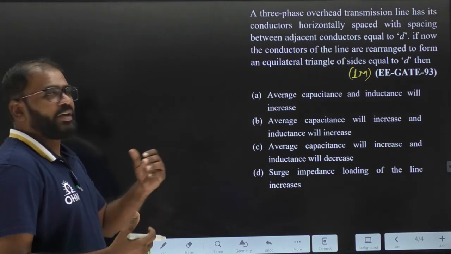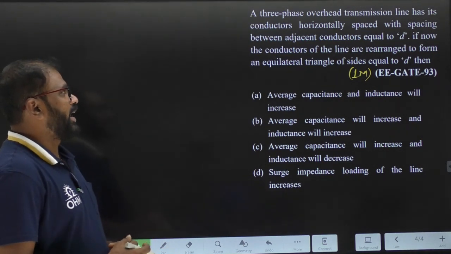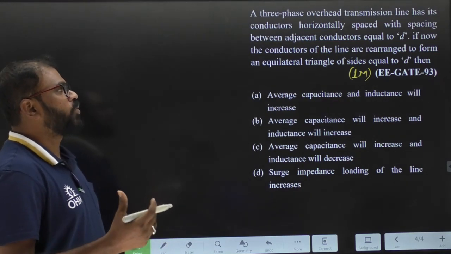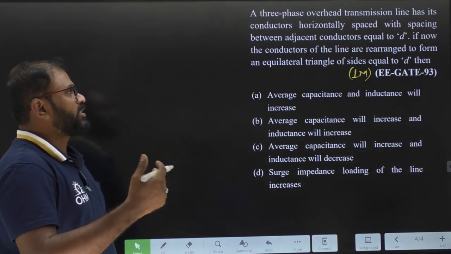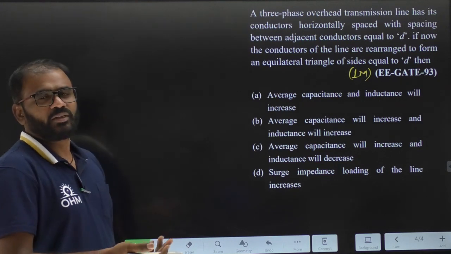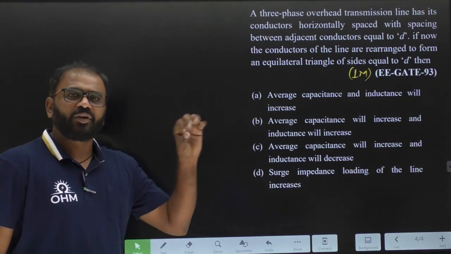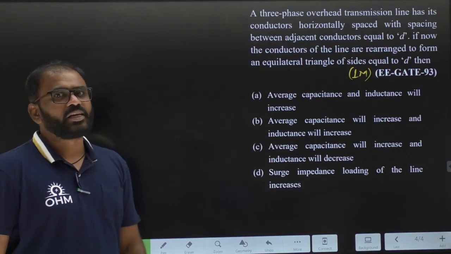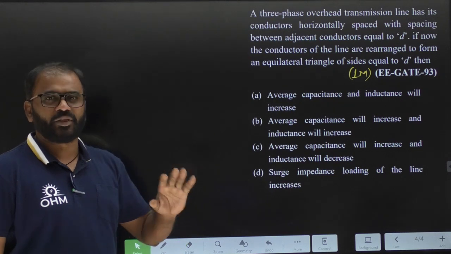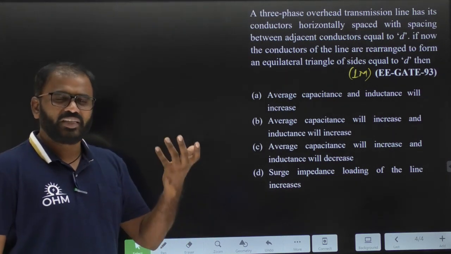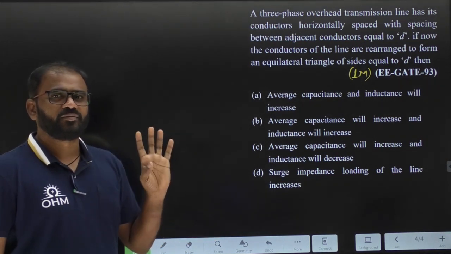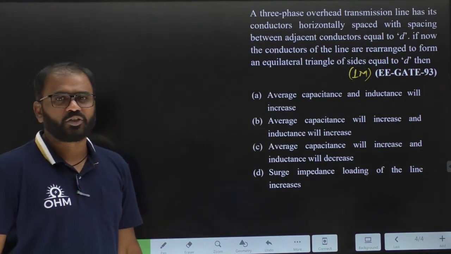In this question, he has mentioned a three-phase overhead transmission line with its conductors horizontally placed, with spacing between the adjacent conductors equal to D. Now the conductors of the line are rearranged to form an equilateral triangle of side equal to D. That means initially conductors have a horizontal configuration, later equilateral spacing. Conductors are the same, which means their size and radius are the same, so GMR will be the same. But what happened to the GMD? If you know that, you can get the answer for this question very easily.